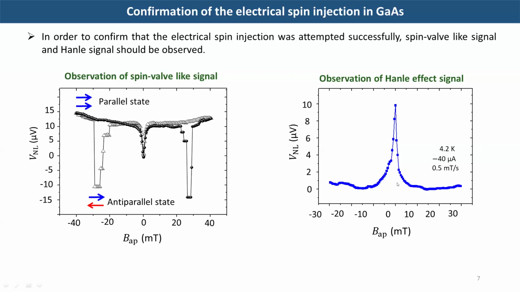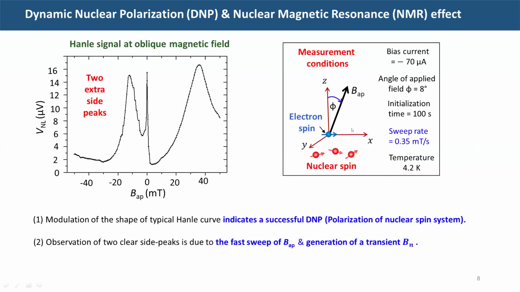When you apply a perpendicular magnetic field, this is the Hanle effect. Then the electron spin starts to precess, and the spin-dependent voltage will drop as you increase the applied magnetic field like this. And next slide, now up to this situation, we have a parallel polarization of electron spin. We will start to transfer the polarization, or spin angular momentum, to the nuclear spin via the oblique Hanle signal.